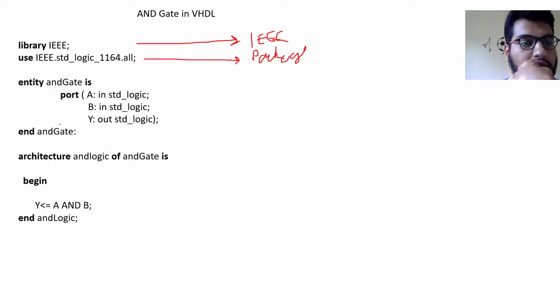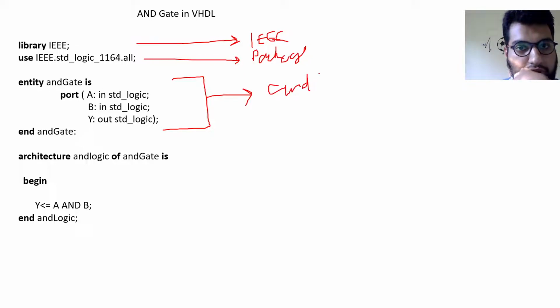So here I am defining my entity for the AND gate, where, as I told you earlier, we define the input and output. Then I have this AND gate, which is a user defined name. Then I write is and then port. I am simulating a two input AND gate, so I have two inputs: input A and input B.